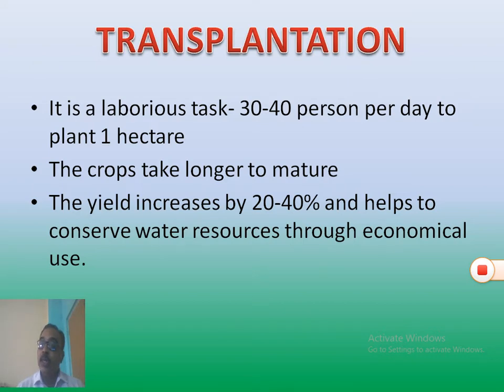Now why does the yield increase by 20 to 40%? Because we remove the weeds, we take proper care to plant it in rows. There is always a gap between the rows so that proper weeding can be done. A lot of fertilization is required. So because of all this, the yield increases by 20 to 40%. Another importance of transplantation, it helps to conserve water resources through economical use.